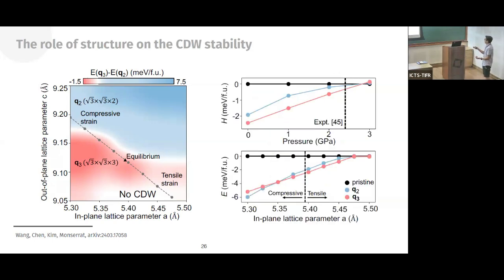You can also look at how hydrostatic pressure, for example, could change things, and what you find is that hydrostatic pressure, we think, will eventually just kill both charge density waves because it constrains that C lattice parameter and therefore avoids distortion.